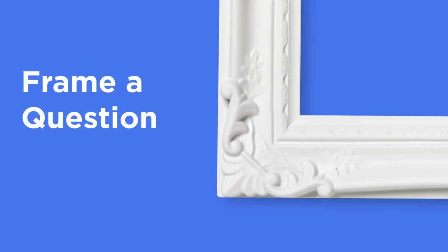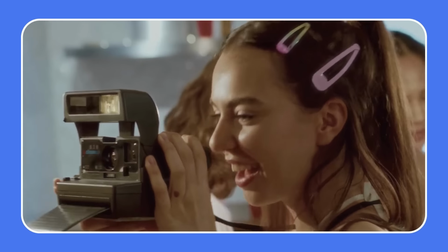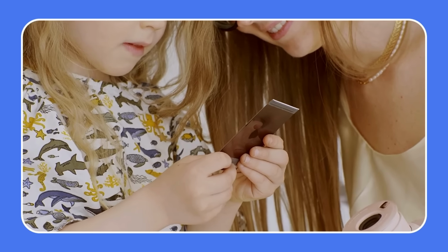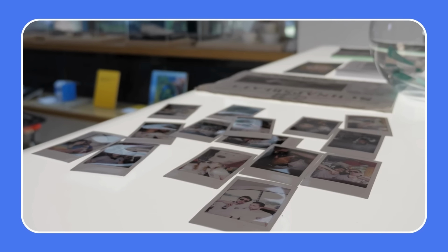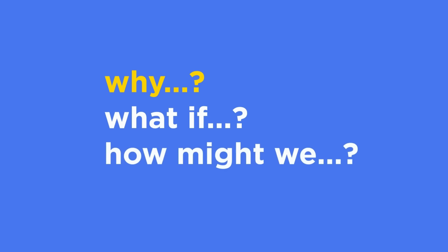Every great design solution starts with a great question. Before jumping to solutions, we need to define the challenge we're addressing. Take the example of the Polaroid instant camera. It was inspired by a simple question from a 4-year-old. Why do we have to wait for the picture? That question sparked an innovation that changed photography forever. To frame a strong question, start with curiosity. Use why questions to uncover root challenges, and later shift to what-if questions to encourage brainstorming. Finally, how might we questions help turn challenges into opportunities.